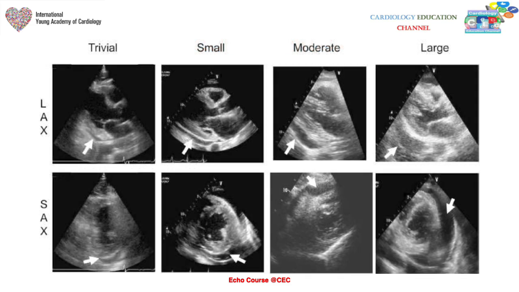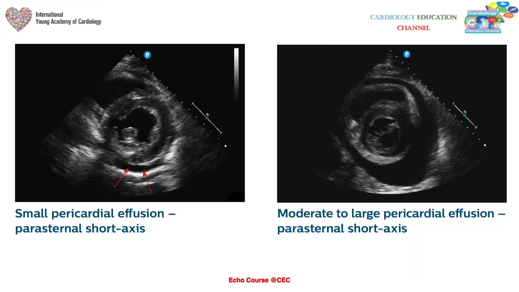And this image is explaining this in more detail. You have here a trivial effusion, which is less than 1 millimeter, the small, which is around 1 millimeter, the moderate, 1 to 2 centimeters around the heart, and the large, which is more than 2 centimeters around the heart. And this also shows another example of a small effusion from the parasternal short axis view, and another example of a moderate to large pericardial effusion in the parasternal short axis view.